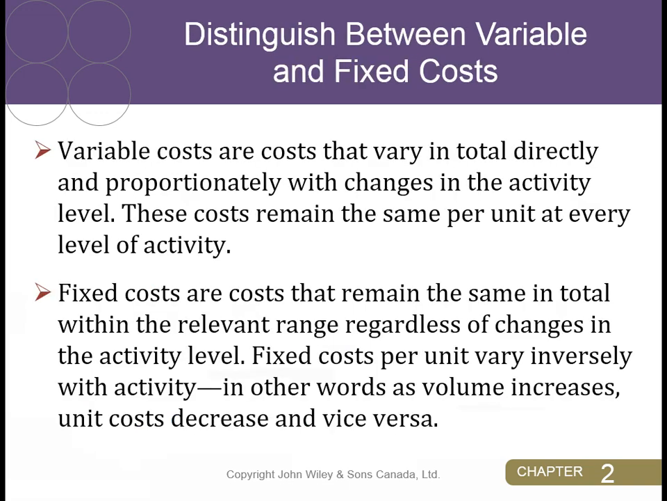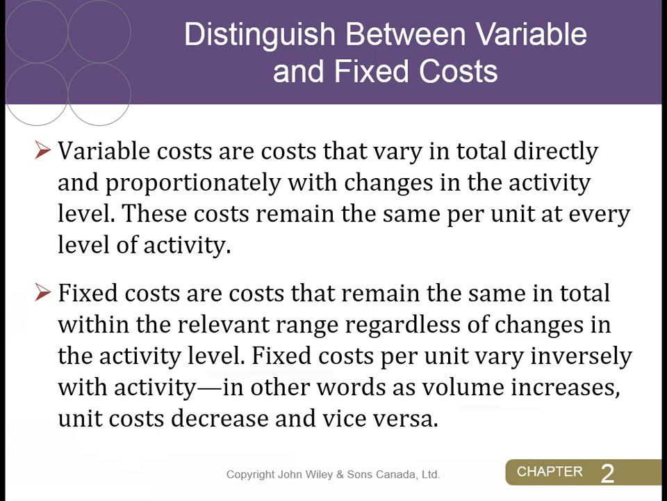So variable costs stay the same per unit at all times, but in total, they increase with volume. Fixed costs are the opposite. In total, they never change, but per unit, they change with volume changes. As volume goes up, per unit fixed cost goes down. As volume goes down, per unit fixed costs go up. So that's variable and fixed, right? One in total changes with volume and one does not.